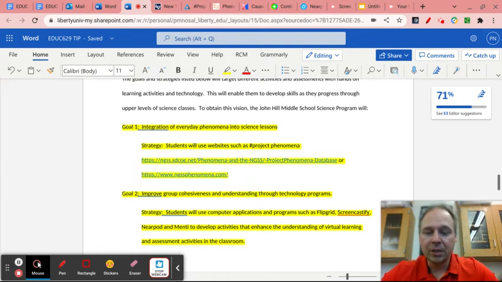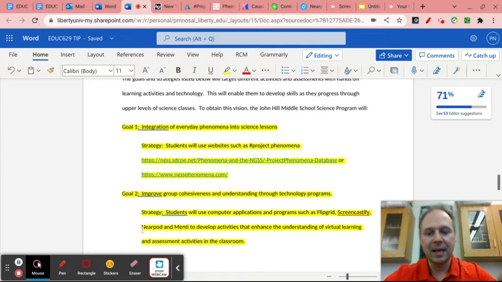What I want to do is go through my goals and give everybody a little bit of an understanding of what they are, what will be used, and examples of what will be in these two goals. My first goal is the integration of everyday phenomena into the science lessons. Basically, I wanted to use different websites that create interest within the classroom to get kids excited and ready for the day, in order to get them into the project or the lesson or whatever you might be doing.